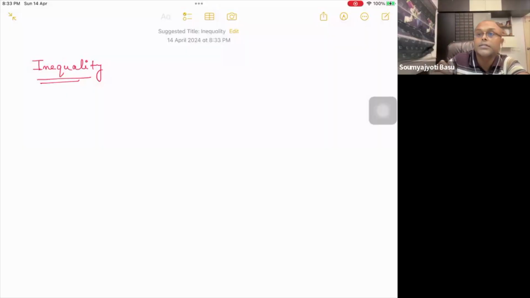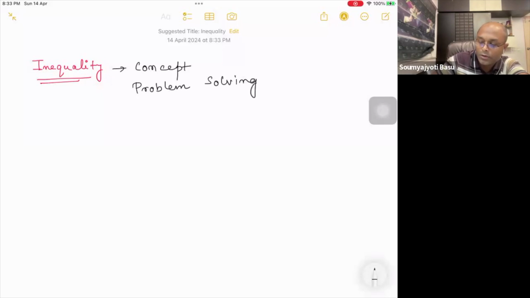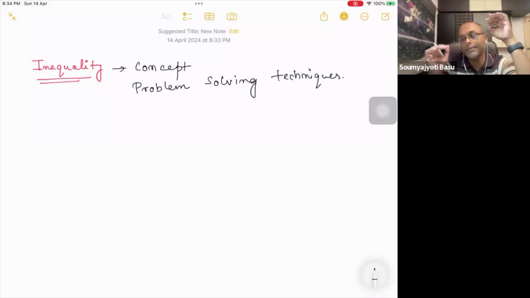Beginning this class, we will be discussing the concept of inequality. We will discuss the concepts, and also the various problem-solving techniques of inequality in mathematics. Now, the first question that comes to one's mind is, what is inequality?